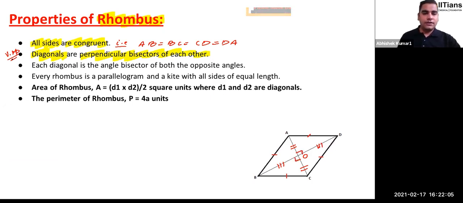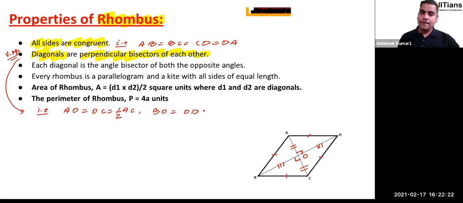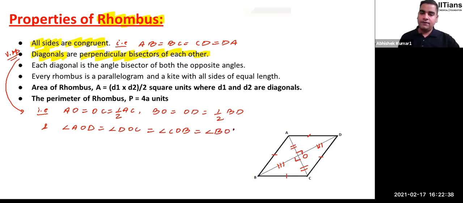So this second property is also similar to square. You have AO equals OC, which equals half of AC. Apart from that, you will have BO equals OD, which is half of BD. And all the angles will be 90 degrees. You will have AOD equals DOC, equals COB, equals BOA. So all of them will be the same.